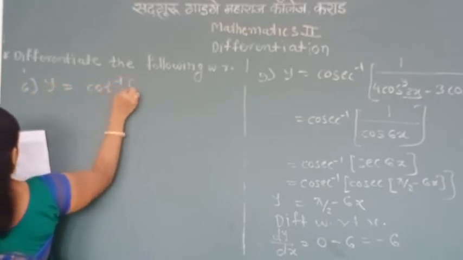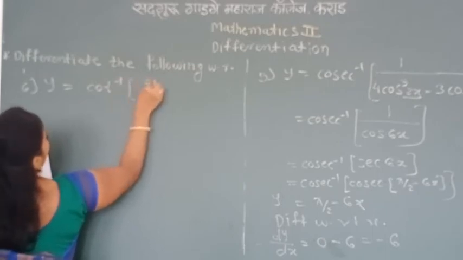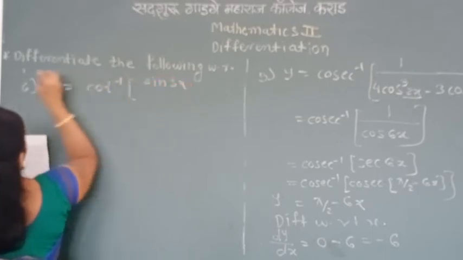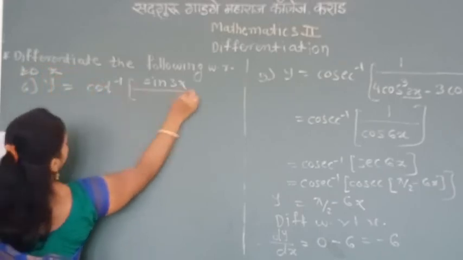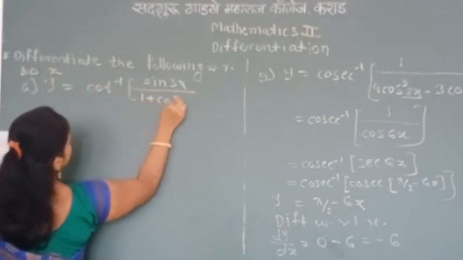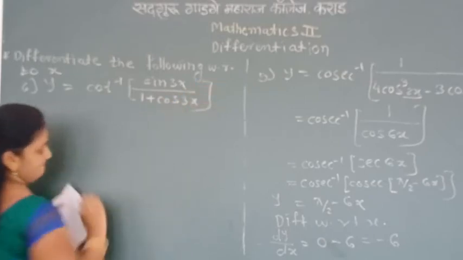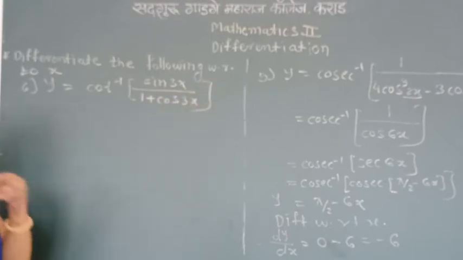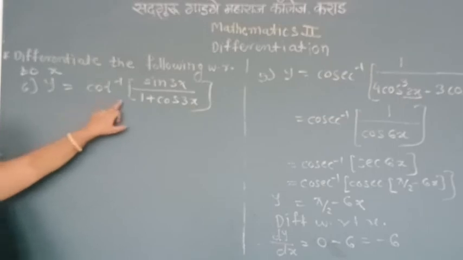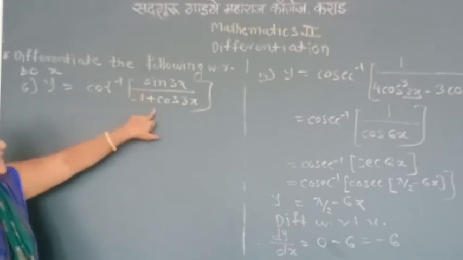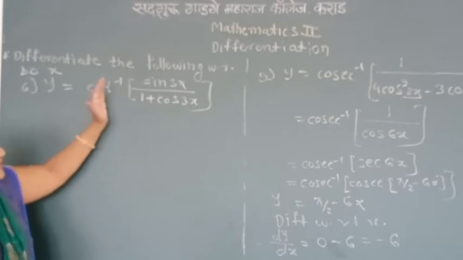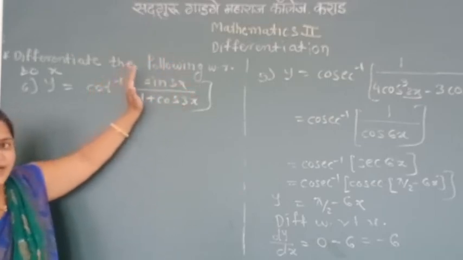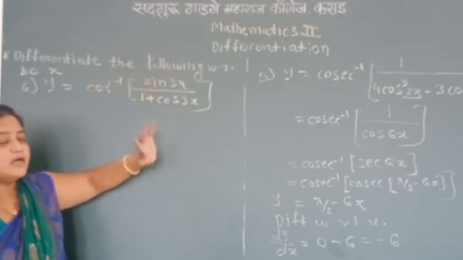Sixth example, y is equal to cot inverse of sin 3x divided by 1 plus cos 3x. Again, cot inverse, bracket, sin 3x divided by 1 plus cos 3x. Again your aim is this term we can convert to a tan term or cot term.